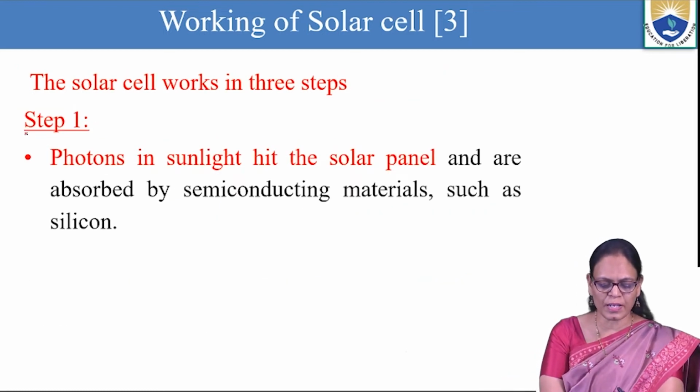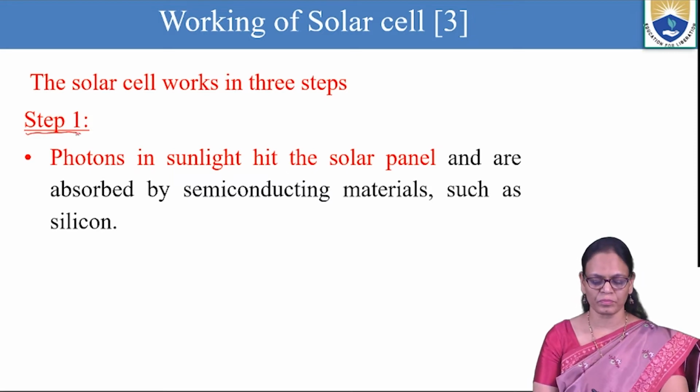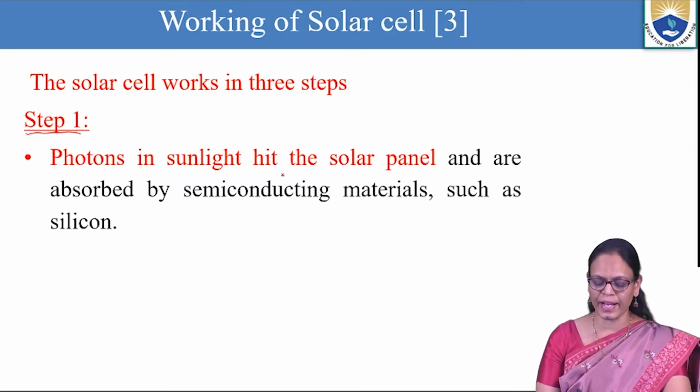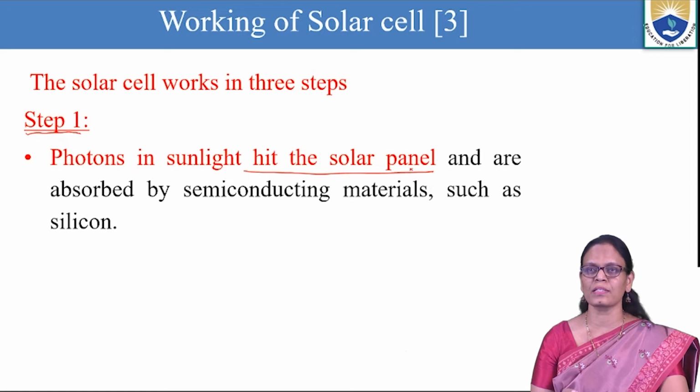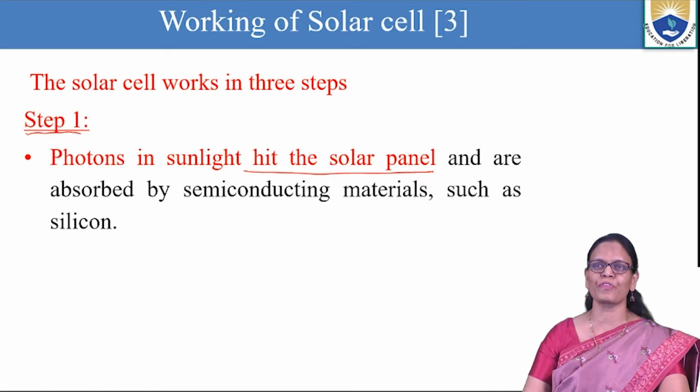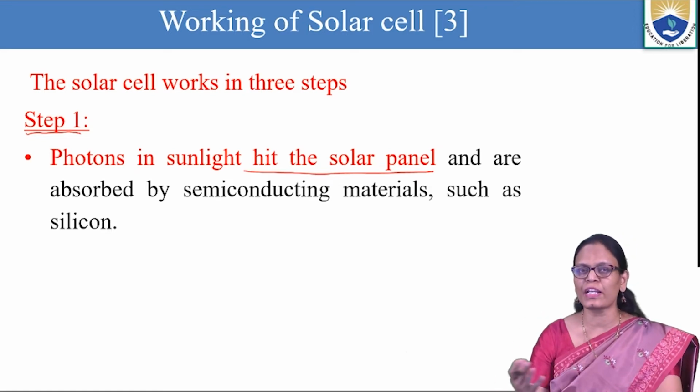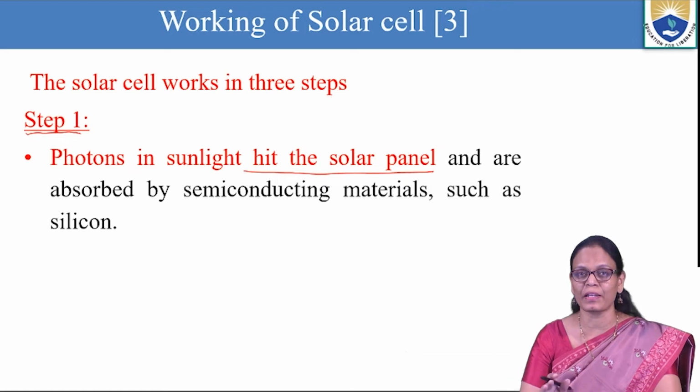In the first step, photons in the sunlight hit the solar panel. What is a solar panel? The topmost surface, we are not covering with a fully conductive layer, but we are putting the panels which will absorb these photons.